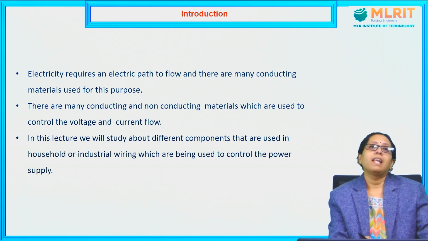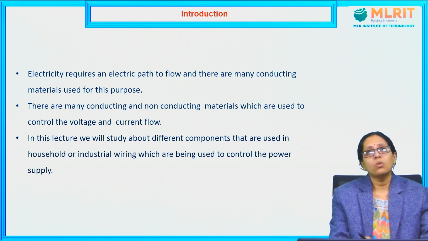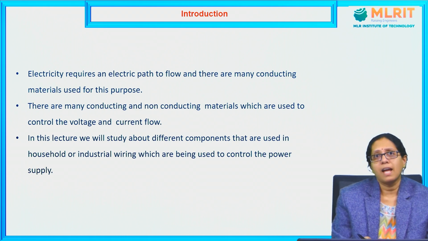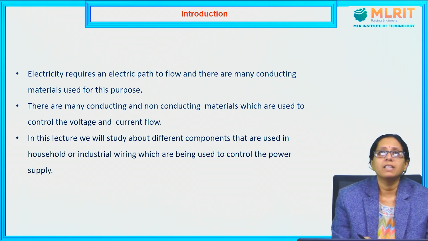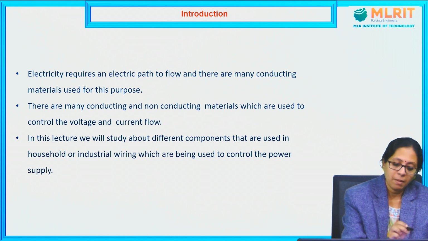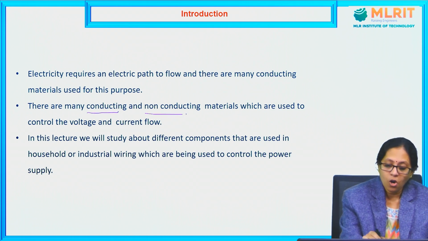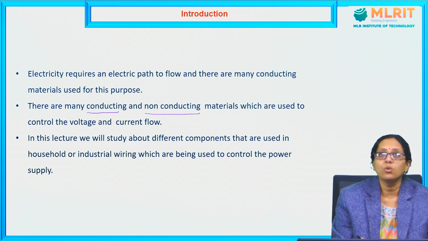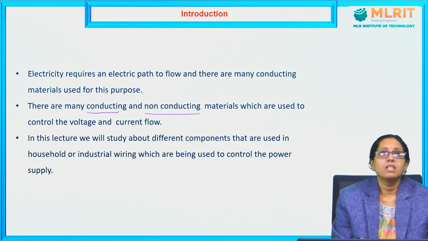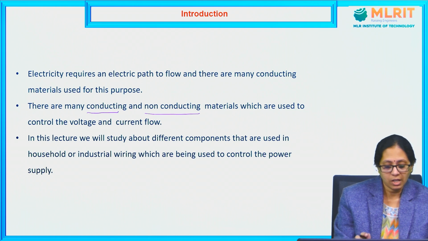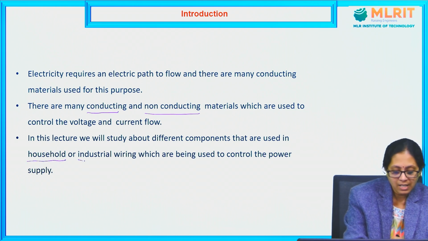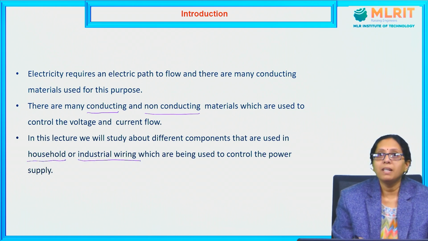Introduction to electricity. Electricity requires an electric path to flow and there are many conducting materials used for this purpose. There are many conducting and non-conducting materials which are used for the control of voltage and current. In this lecture, we will study about different components that are used in household and industrial wiring, which are being used to control the power supply.